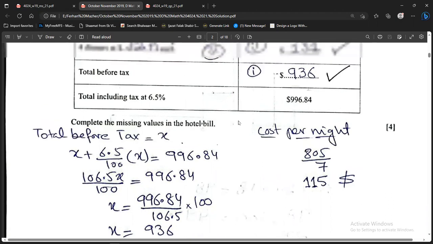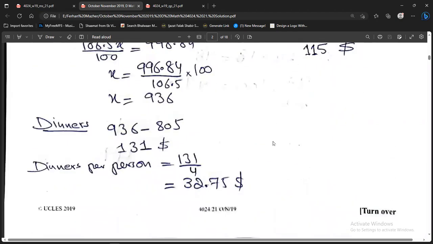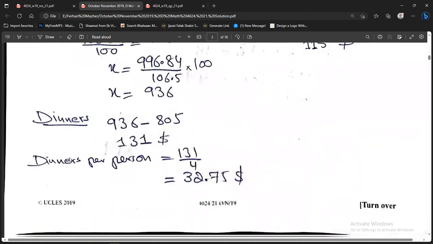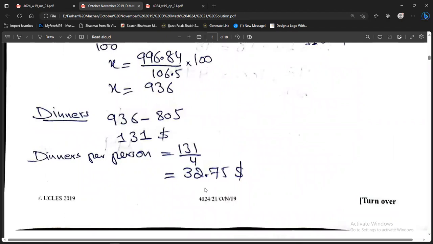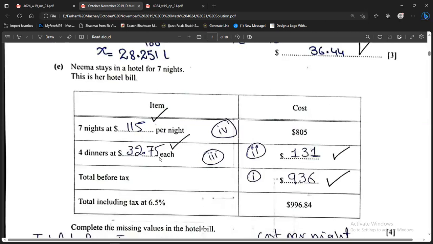$936. Then look here. Because I know this amount and I know this amount, from this total subtract this 805, and you will get the cost of 4 dinners. So 936 minus 805 gives you $131. This is the cost of the dinner for the 4. So the cost for one person will be 131 divided by 4, which is 32.75. So that will be $32.75, the cost of the dinner for one person.